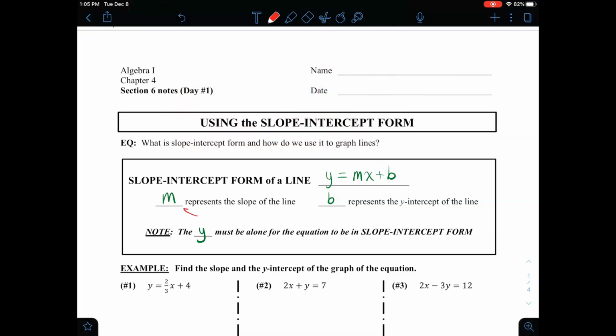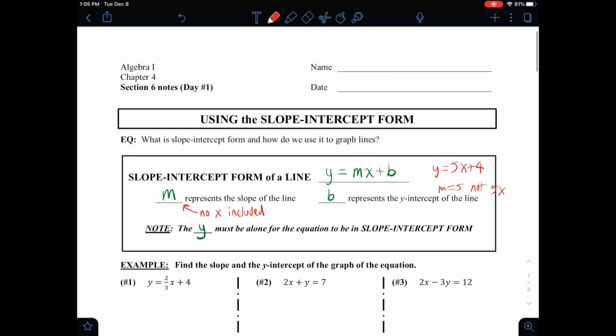Also, I want you to note that there is no x included in the slope. So if you had something like y equals 5x plus 4, the slope equals 5, not 5x. It's whatever's in front of the x. It does not include the x. All right, sounds good.